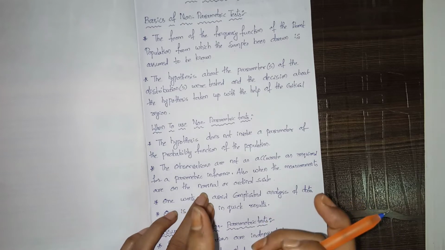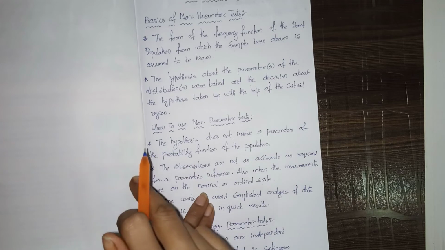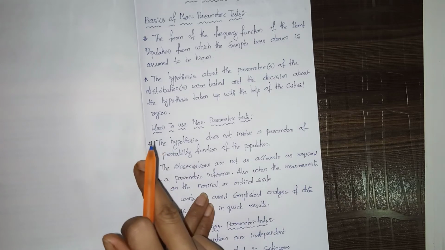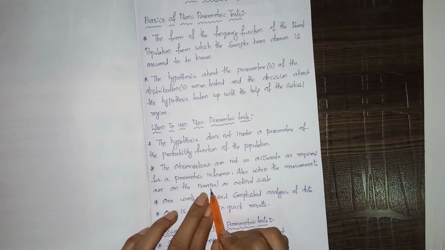Here our names are in alphabetical order. That means our names are saved as alphabet numbers. That means we have given some numbers there for our names. So that is known as nominal.